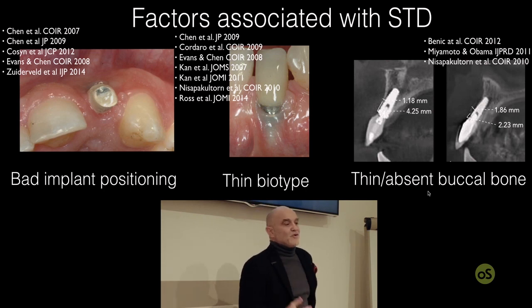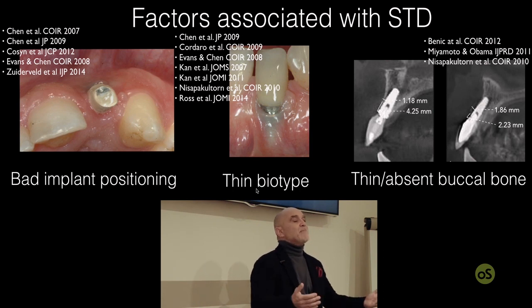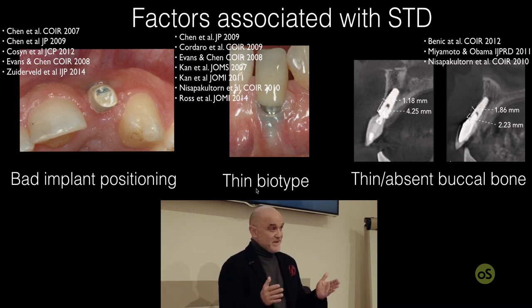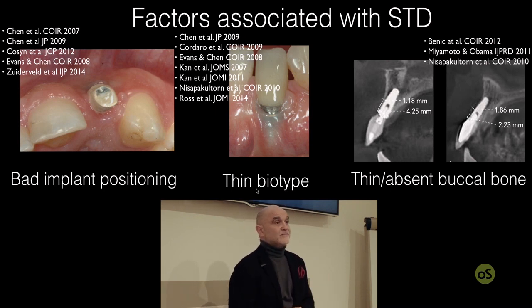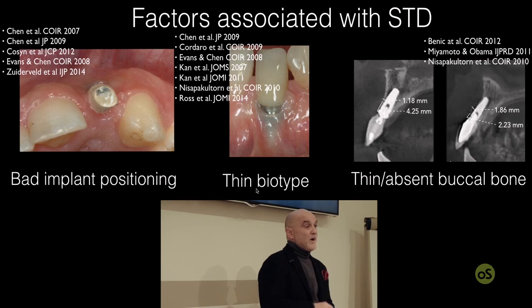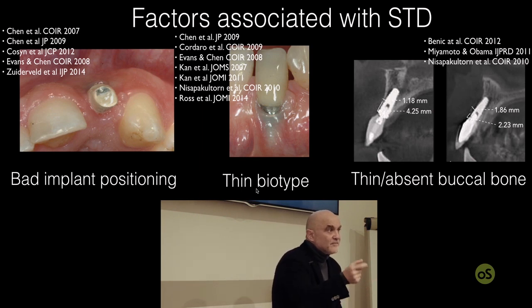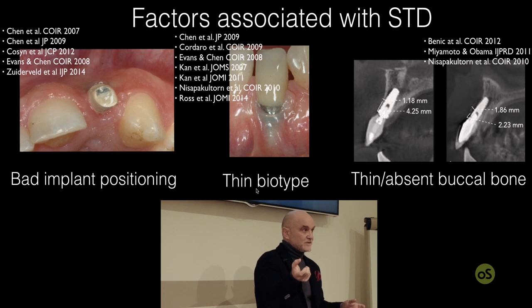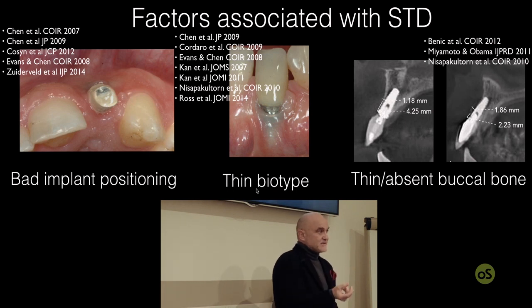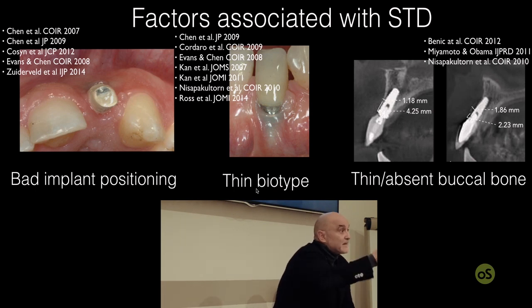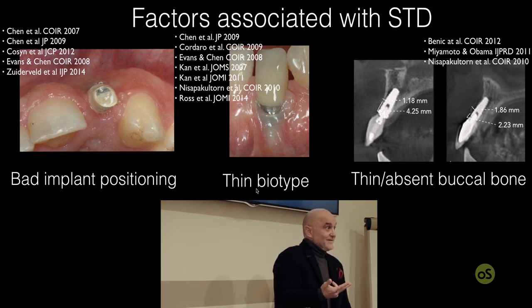I don't agree because what does thin biotype mean for an implant? All patients are considered to be thick when the soft tissue thickness is 1.5. But 1.5 soft tissue thickness is never enough for an implant in the transmucosal zone, because in the transmucosal zone, soft tissue thickness should be greater than 2 and sometimes 3.